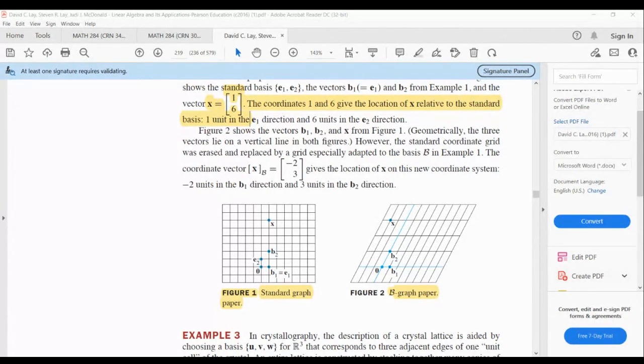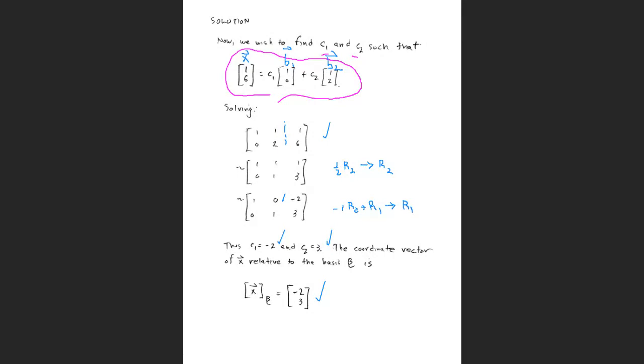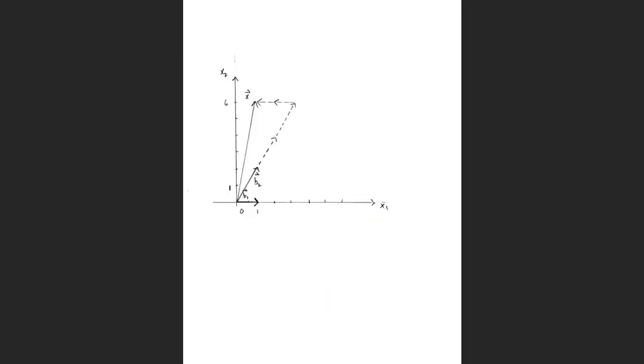All right, I'll tell you what, I actually have this written on paper. I was trying to maybe save a little time, but let's go back to what we had here. The coordinate vector relative to the basis B is -2, 3. What does that mean geometrically? Here's a little picture.